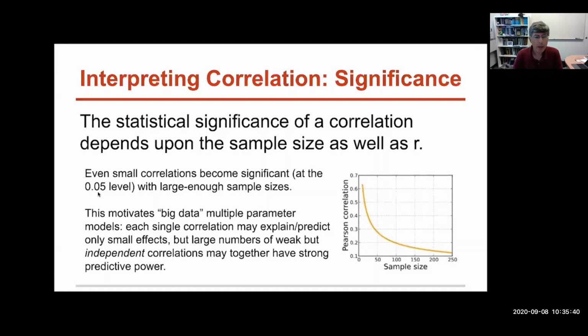Okay, so what does this figure show? This figure is going to show that as n, the sample size, gets larger and larger, an observed correlation can be smaller and smaller for us till we start to believe it.